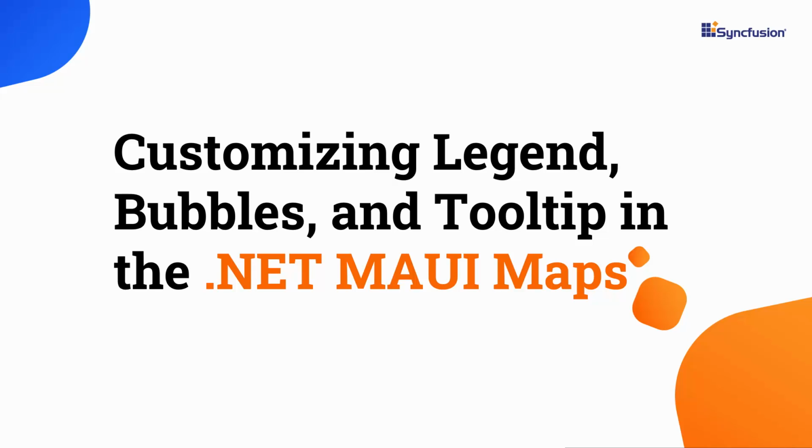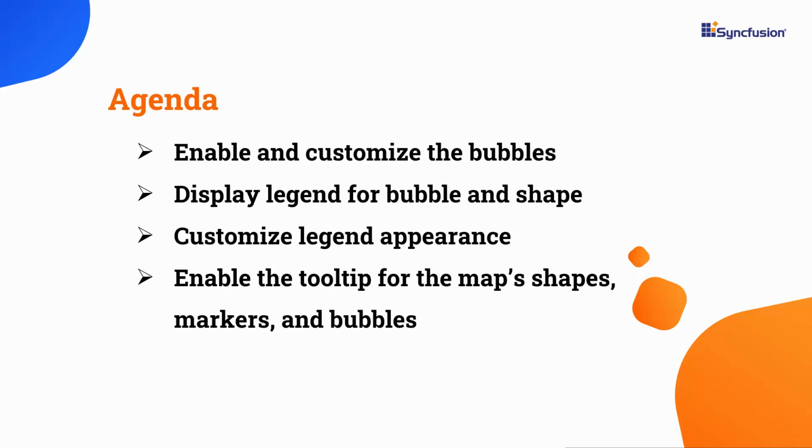Hi everyone, welcome back. In this video, I will show you how to customize the legend, bubbles, and tooltip in the .NET MAUI Maps control. I will demonstrate how to enable the bubbles and customize its appearance, as well as how to display the legend for both bubble and shape, and customize the appearance of the legend. Additionally, I will show you how to enable the tooltip support for maps, shapes, markers, and bubbles, and how to customize the appearance of the tooltip.